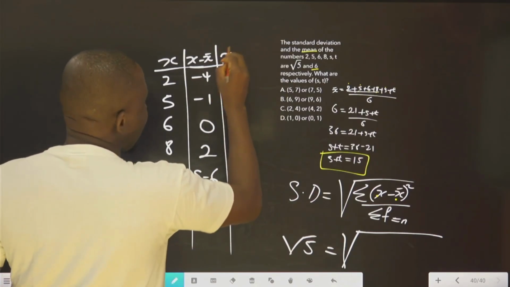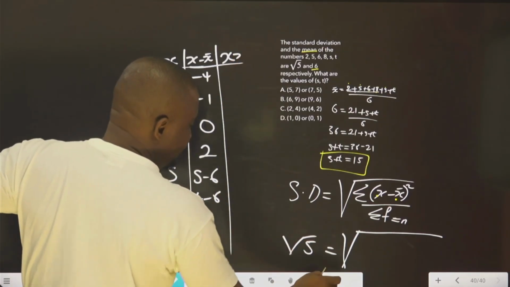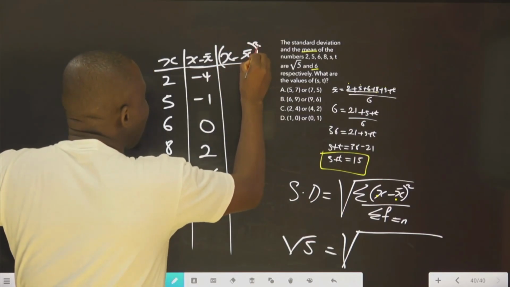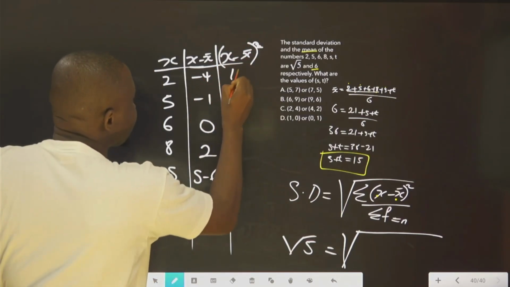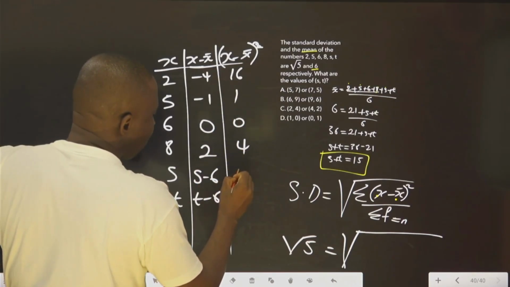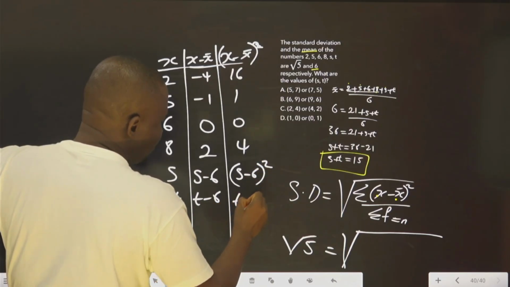Then we square each of them. If you square this now, you're going to have 16. If you square this, you have 1, 0, 4. If you square this, you have S minus 6 squared. If you square this, T minus 6 squared.